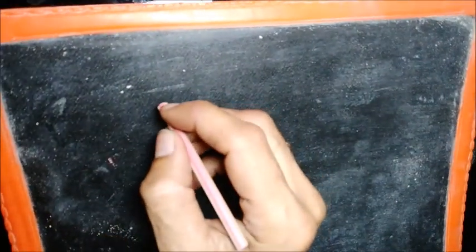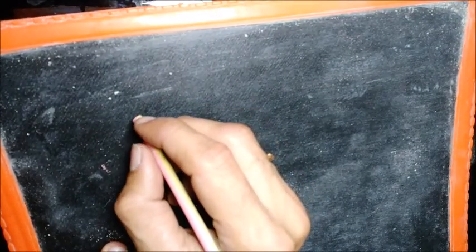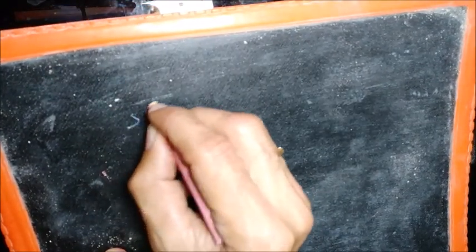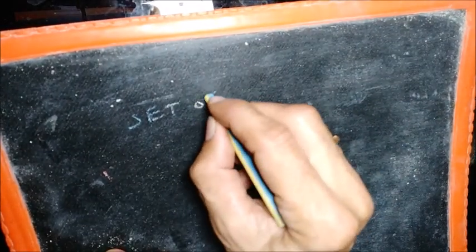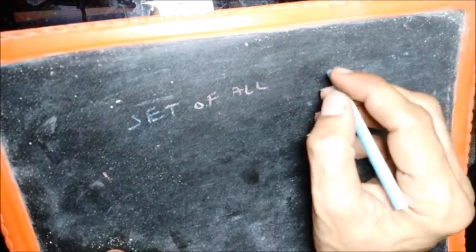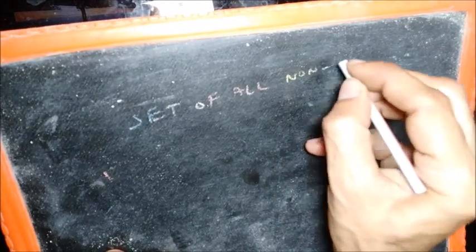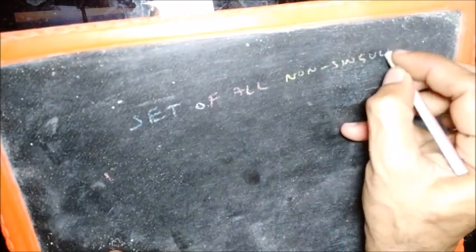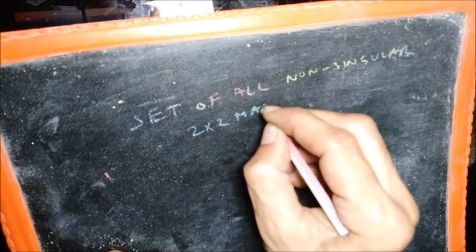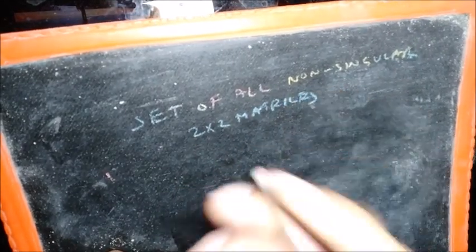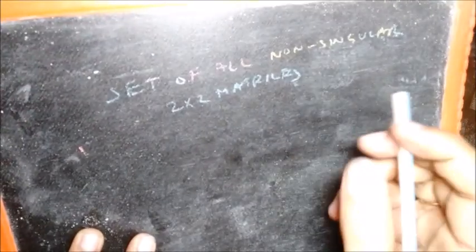Quickly we will see some more examples. The next one, these are all unconventional vectors, if I may say so: the set of all non-singular 2 by 2 matrices.